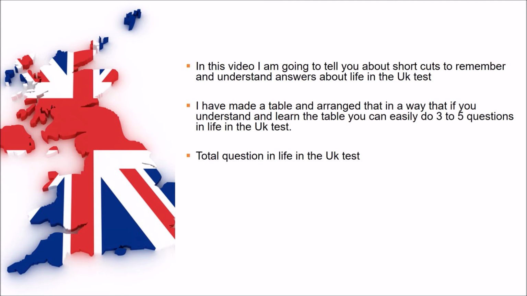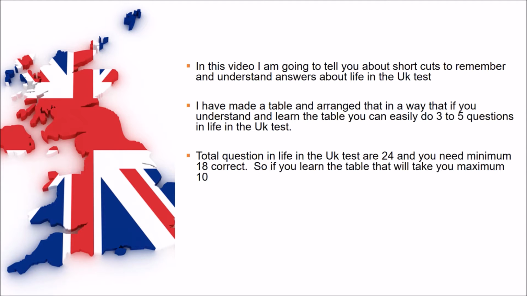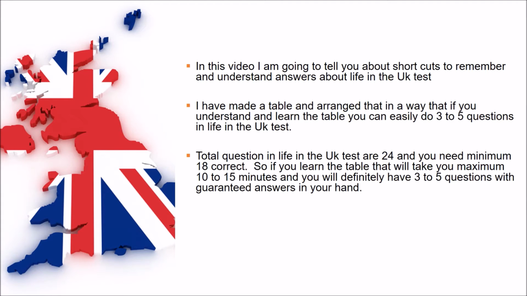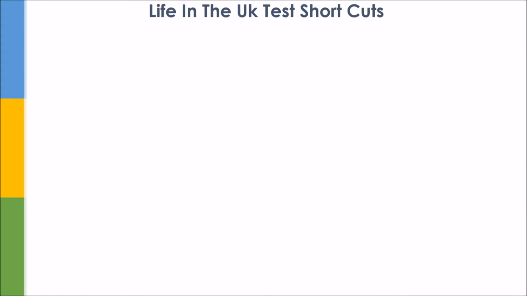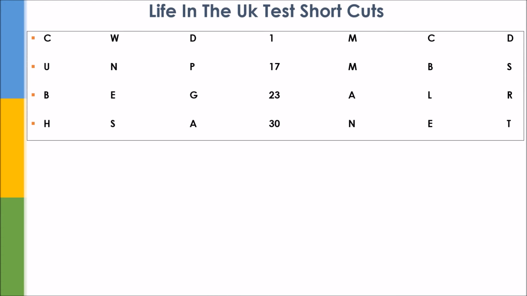Total questions in the Life in the UK test are 24 and you need a minimum of 18 correct. If you learn the table, that will take you a maximum of 10 to 15 minutes and you will definitely have 3 to 5 questions with correct answers in your hand. However, always remember one thing: practice is the only thing that will make you perfect. Now I will show you the table of how to do it, the Life in the UK test shortcuts.